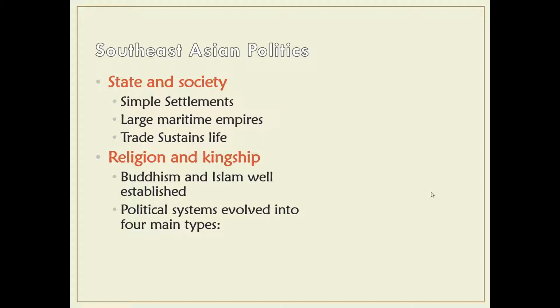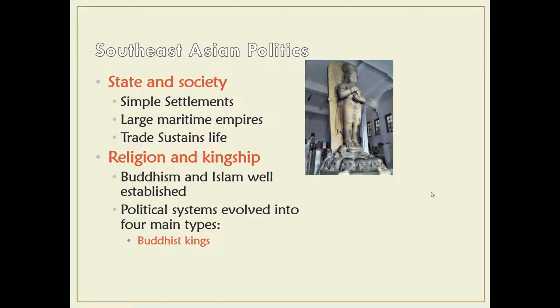You have the coming of Christianity, and you also have these political systems that are evolving into four main types throughout. You have Buddhist kings, so you have these empires where Buddhism is a state government, where Buddhism is a religion that is controlled by the government.